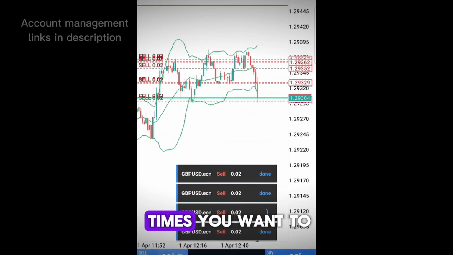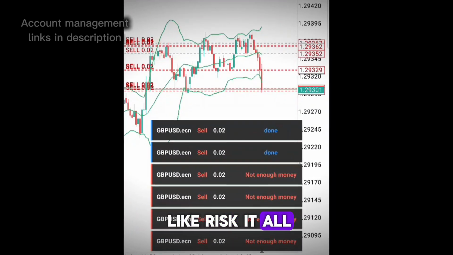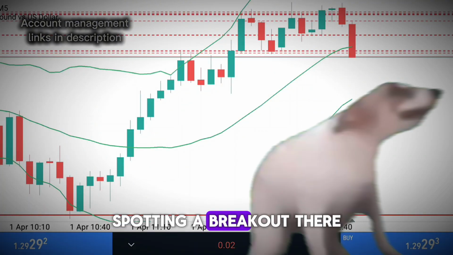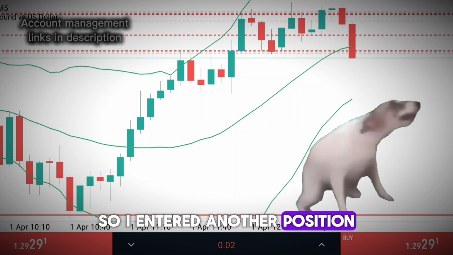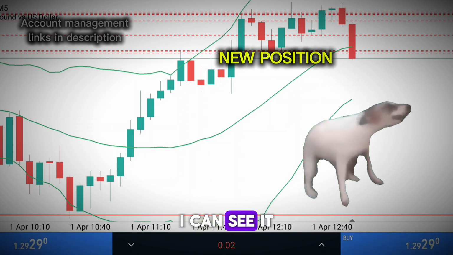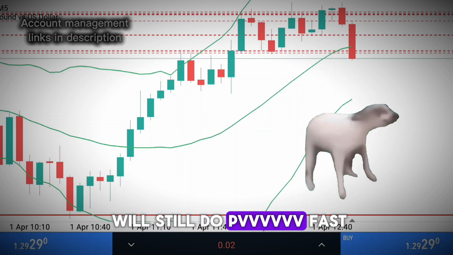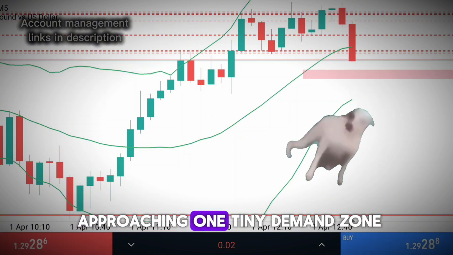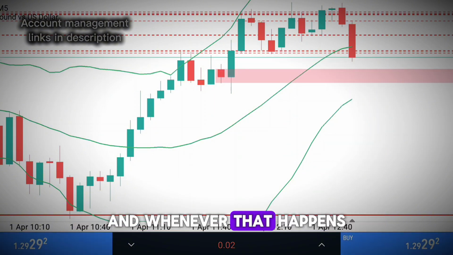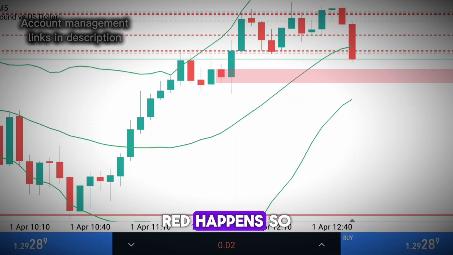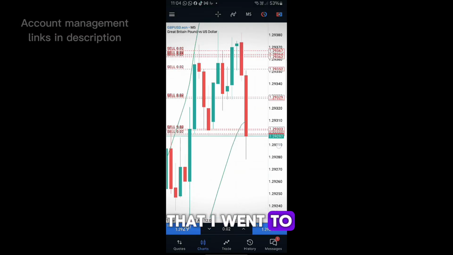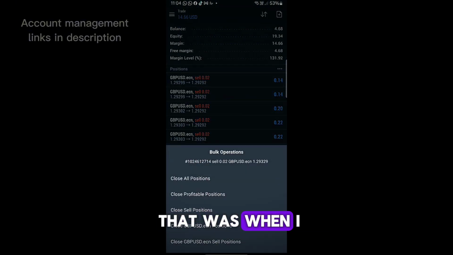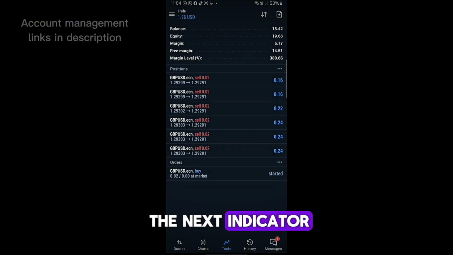This is why most times you want to risk it all. You know, financial advice. Most times you want to risk it all, and I was spotting a breakout there, so I entered another position, which is at that point there. You can see it was still dropping very fast, and then it was approaching one tiny demand zone there. And whenever that happens, red happens. So what I did is that I went to that profit point and I saw some good profit there, and that was when I closed and moved to the next indicator.